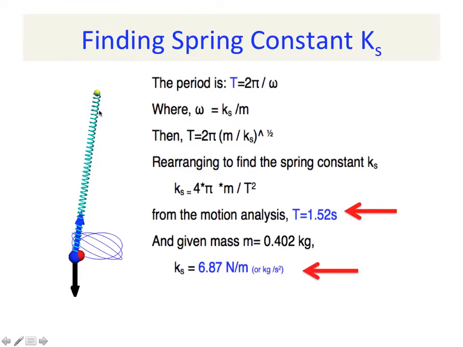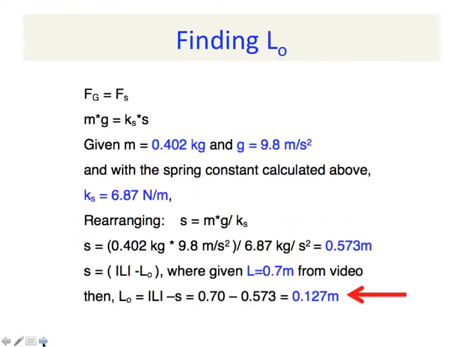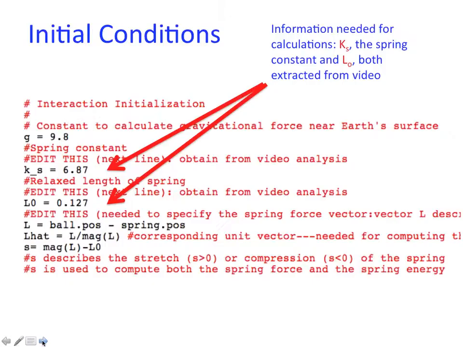To find the spring constant, from our motion analysis, we were given the period, 1.52 seconds. We plug it into this, we do some rearranging, and we come up with a spring constant, Ks, of 6.87 newtons per meter, or kilograms per second squared. To find L naught, we're given the mass, we know G, and from the spring constant we just calculated above, we plug this in, do some rearranging, and come up with a value of 0.127 meters.